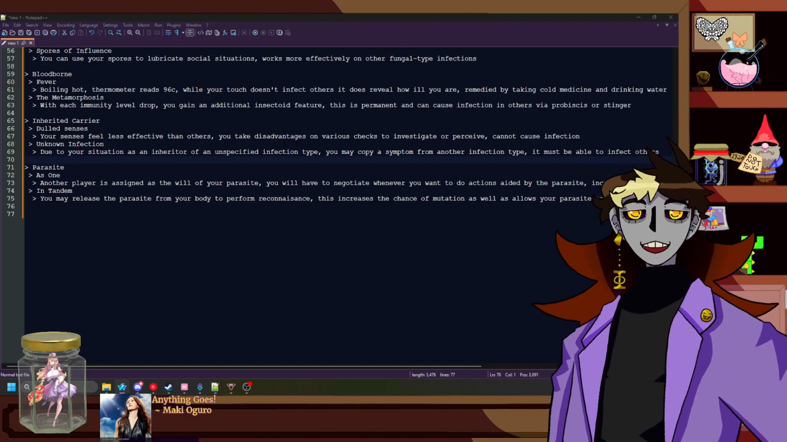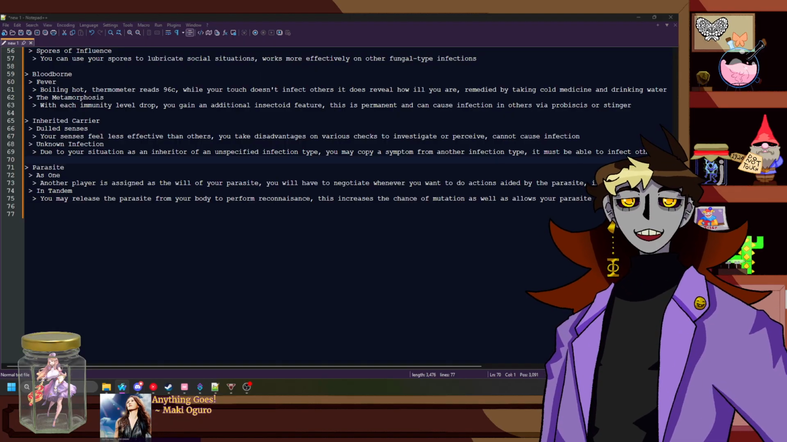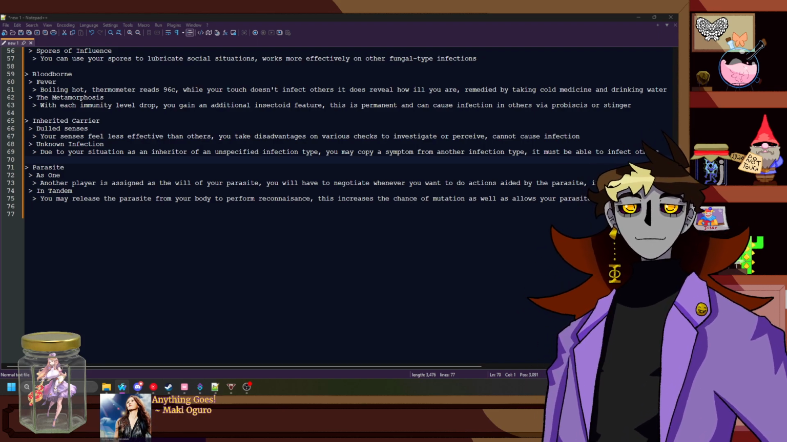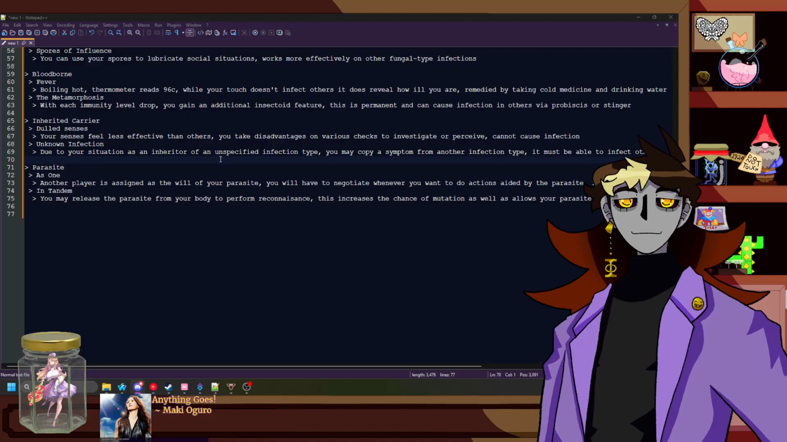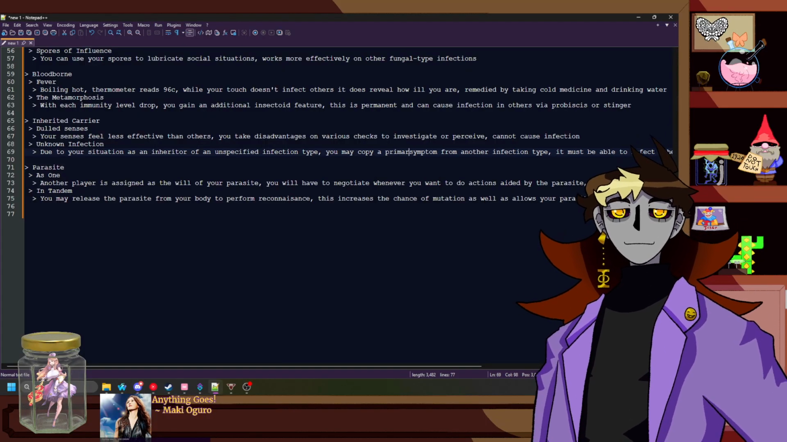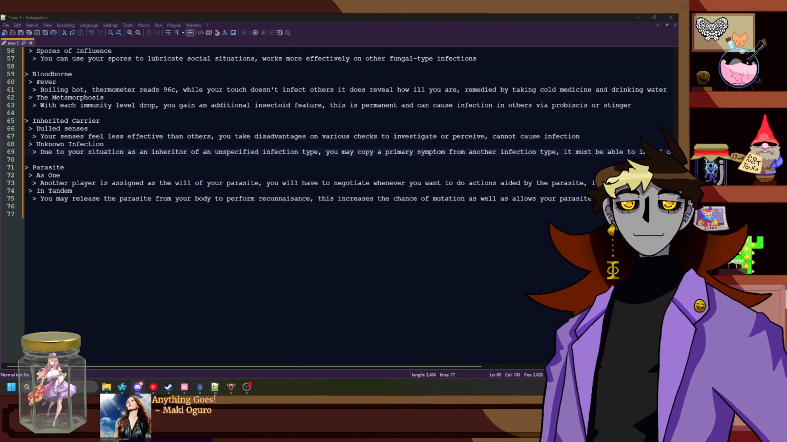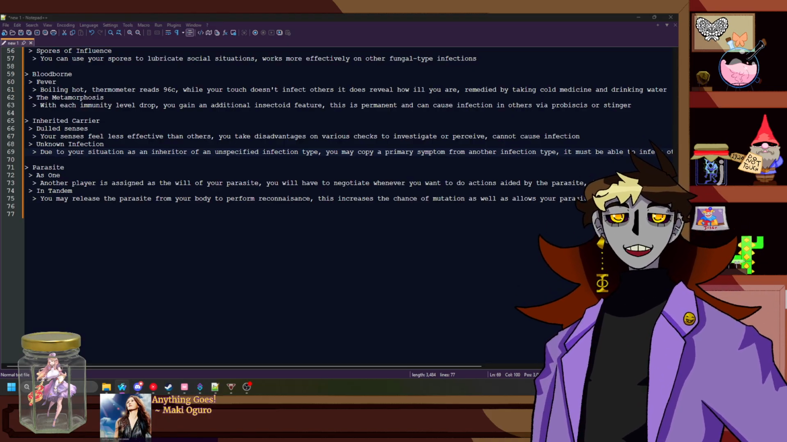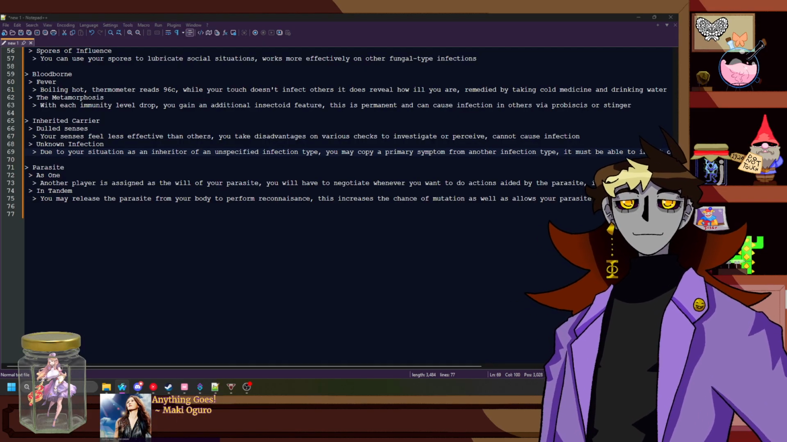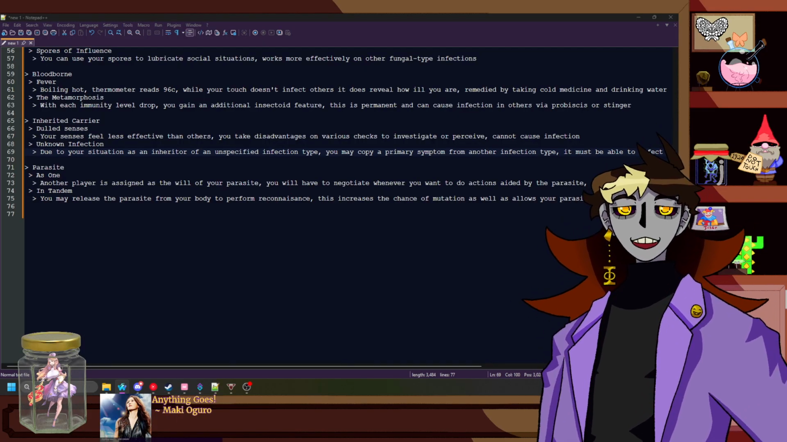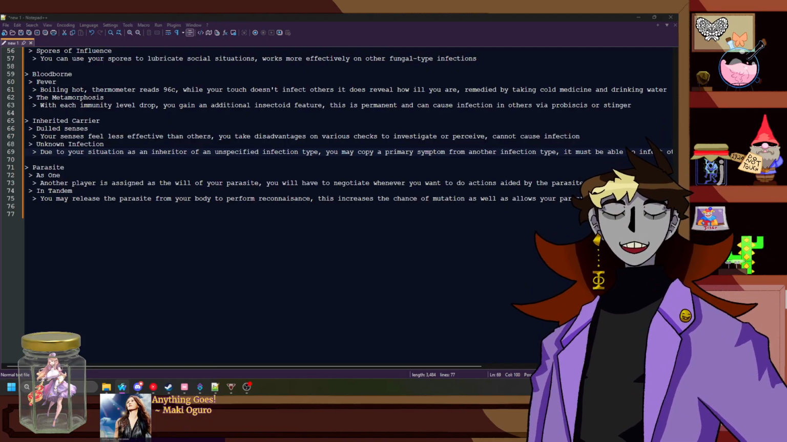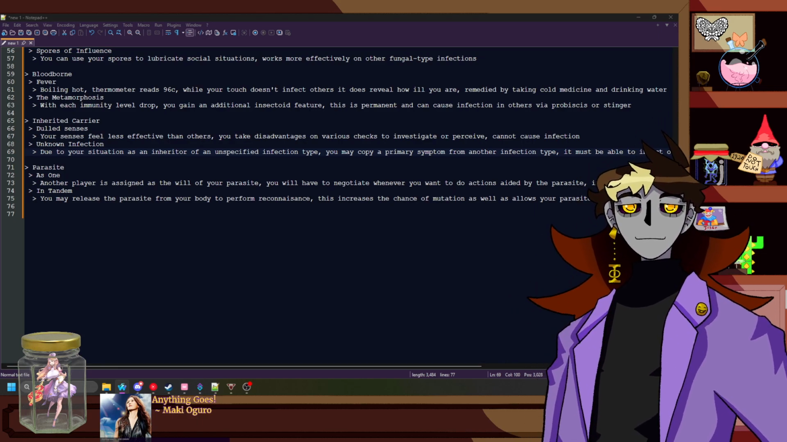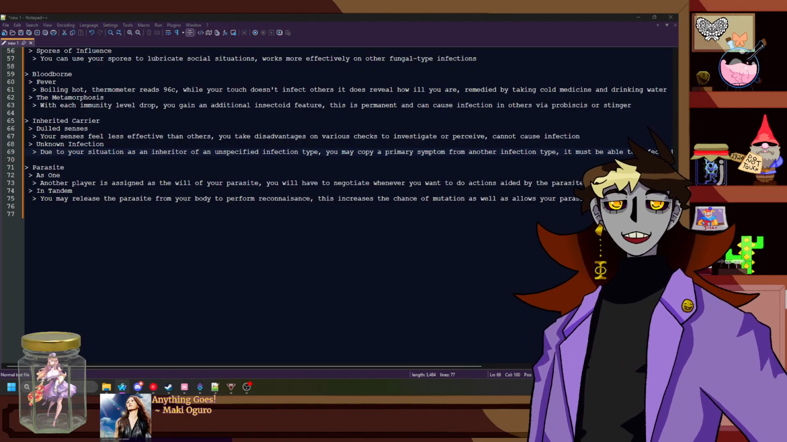Let me just add a wrinkle to the asymptomatic carrier, the inherited carrier, which is that the primary symptom they copy from another infection type has to be able to infect others. Because if the asymptomatic carrier, the inherited carrier as they're more properly called, cannot infect others, that is a risk they do not have to take. And I want them to have to take that risk.